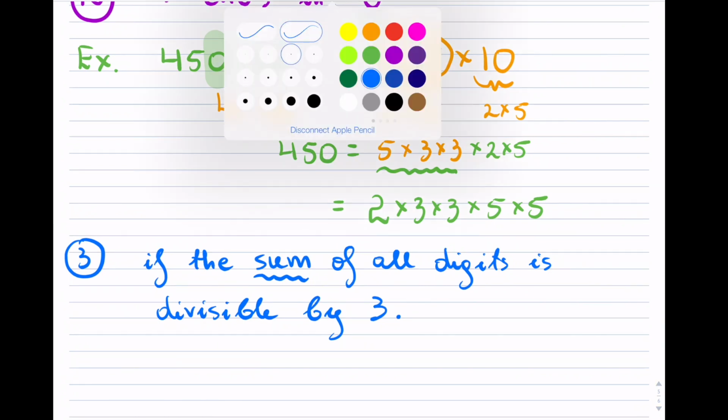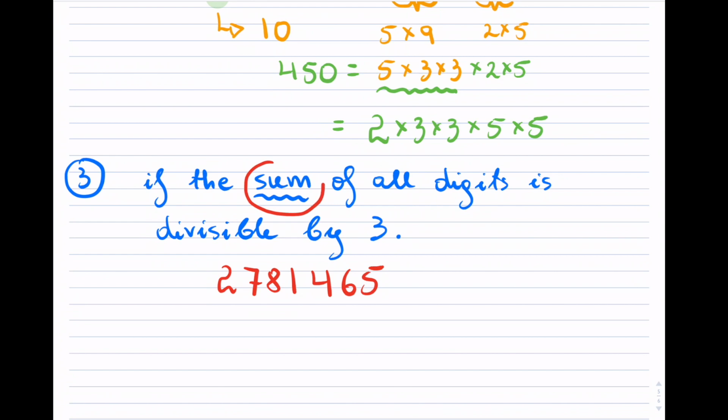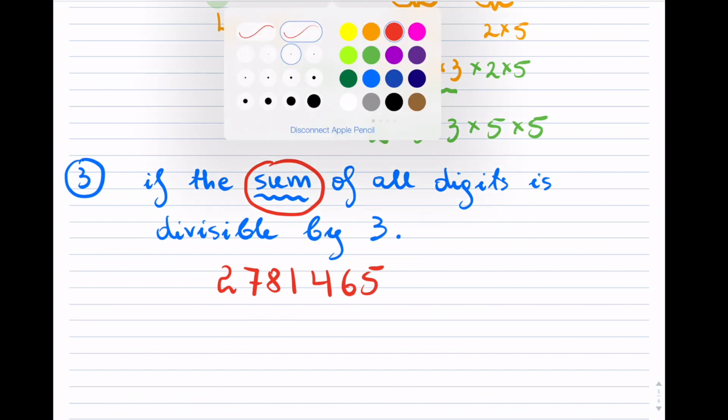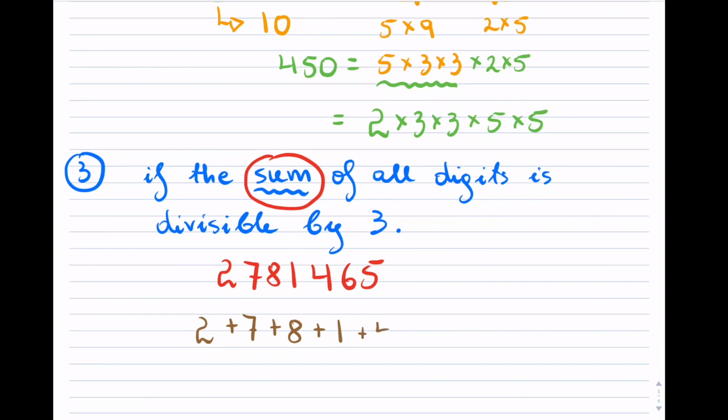So I'm going to rewrite the number that we started with: 2, 7, 8, 1, 4, 6, 5. So taking the sum of the digits literally means 2 plus 7 plus 8 plus 1 plus 4 plus 6 plus 5. So I am literally just simply adding up all the digits. Now you can add this up. If you don't believe me, you can try it on your own, and it will add up to 33.